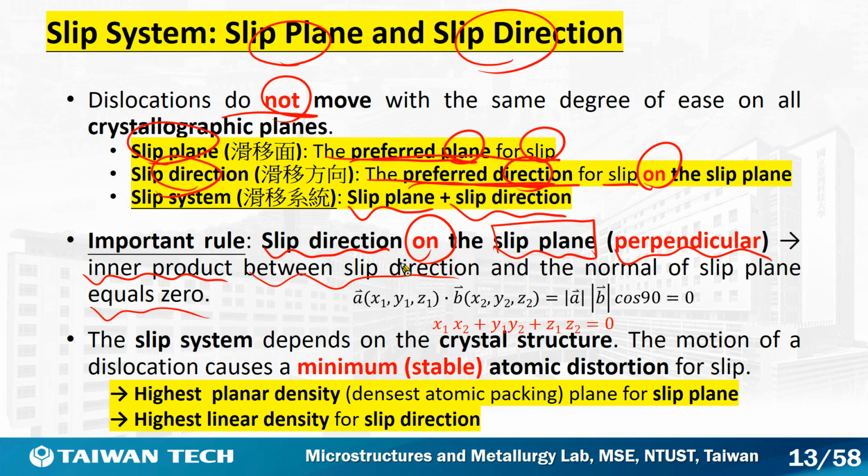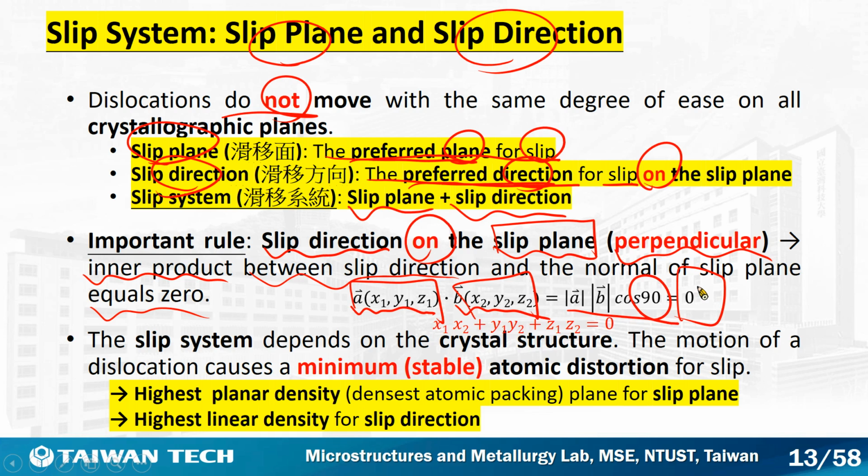Okay, so you can see here, this is the inner product of these two vectors. Because we know that it has a 90 degree angular difference, cosine 90 degrees equals 0. So you can check the inner product between these two vectors. It must be 0. If this is not equal to 0, then this is not the slip direction and slip plane.